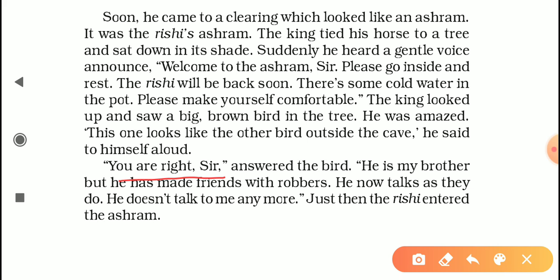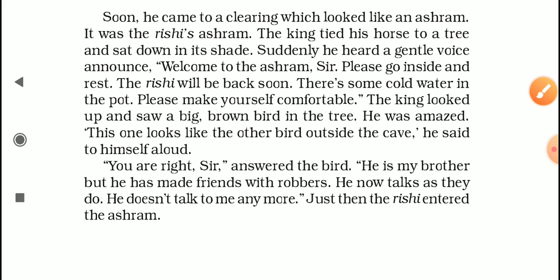The bird is informing the king that he is my brother, but he has made friends with the robbers. He now talks as they do. He doesn't talk to me anymore. So he is saying that obviously that other bird is my brother, but he has gone astray because of his friends. Gone astray means to become bad, to suffer because of something. His nature has turned bad because his friends are bad people, because his friends are robbers whose nature is to attack people and harm them.